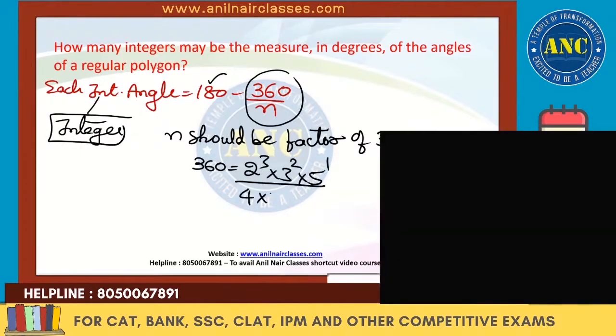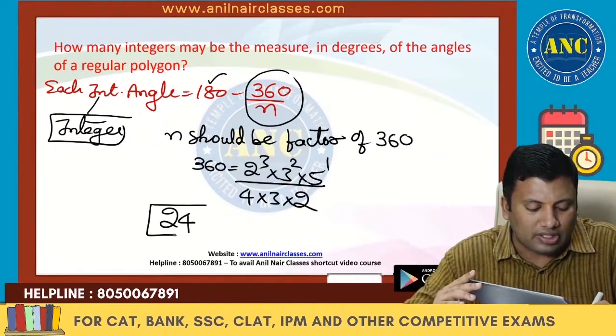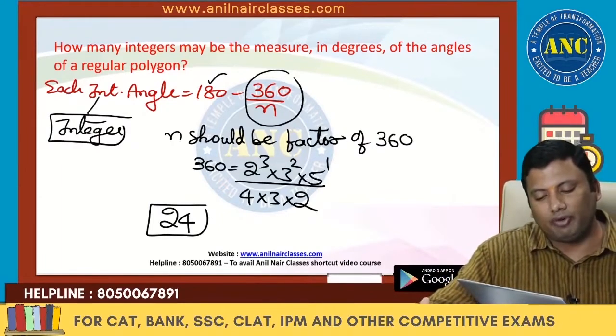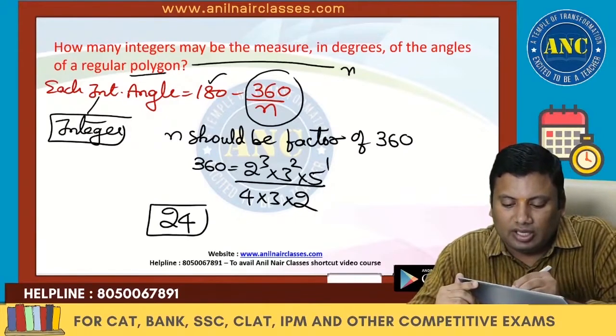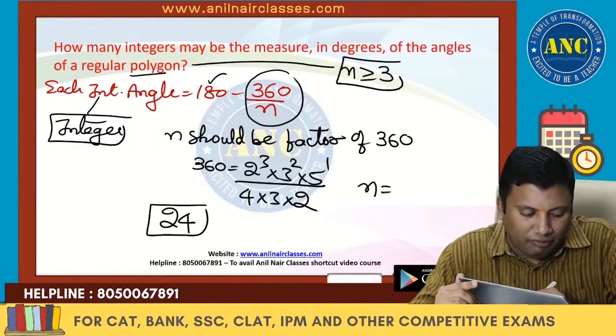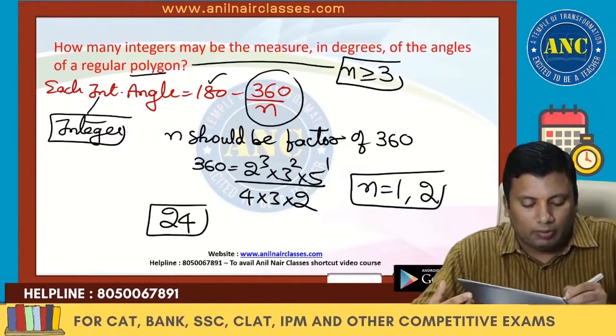So the number of factors is 4 into 3 into 2. Most of the students may tick mark 24 as the answer. But 24 is not the answer. Why? Because polygon means n is greater than or equal to 3. So in that 24, n equal to 1 and n equal to 2 both should be eliminated.